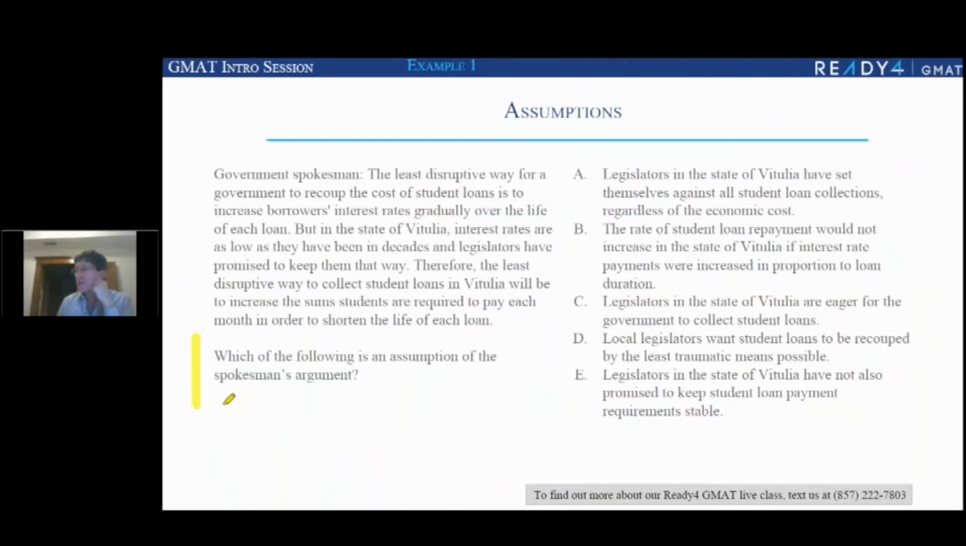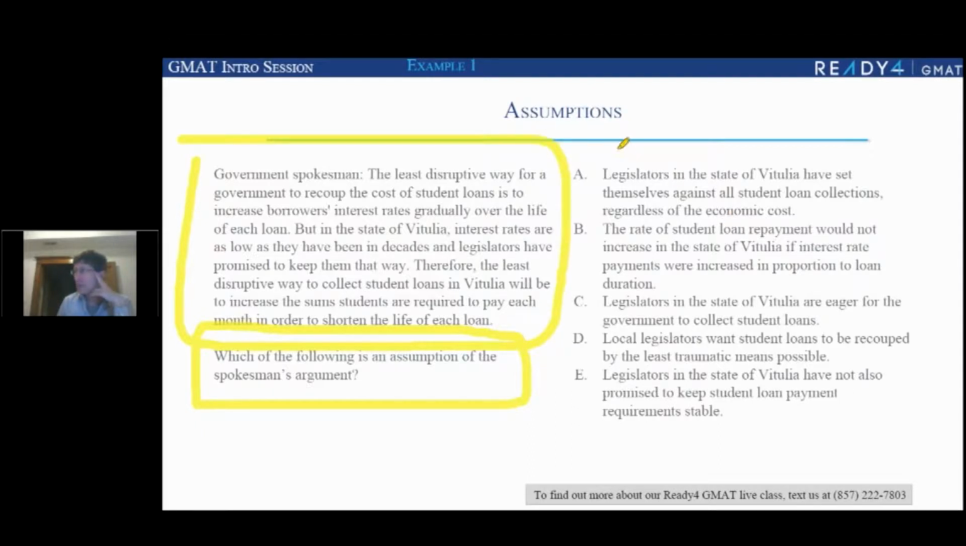C is a question stem. Okay, so that's the question part of the question. Above that, you see the argument. And of course, over here on the right side, you see your 5 answer choices.